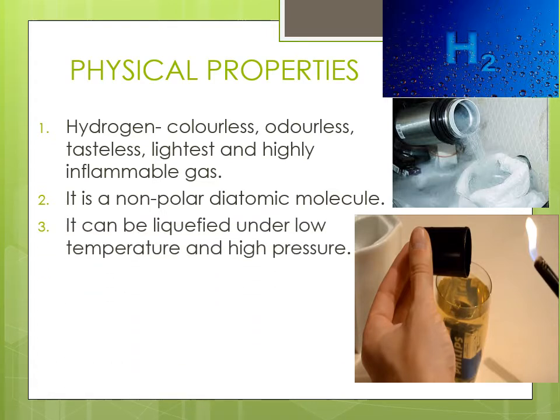Next, it can be liquefied under low temperature and high pressure. When the temperature is maintained below 33 Kelvin, that means nearly minus 250 degrees Celsius, it can be liquefied only at that extremely low temperature and at a high pressure. Look here, the hydrogen gas is converted into liquid. Next one, it's a very good reducing agent. Metal oxides can be reduced in the presence of hydrogen.